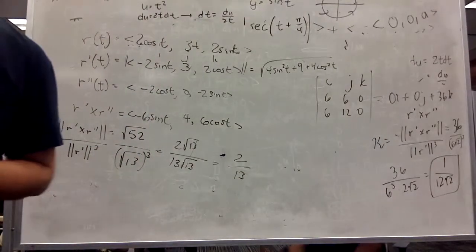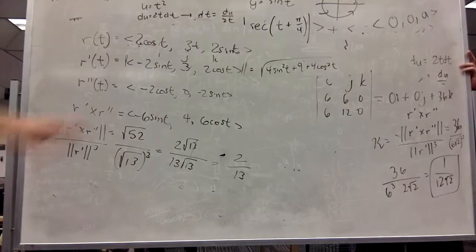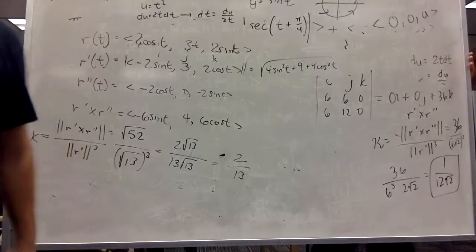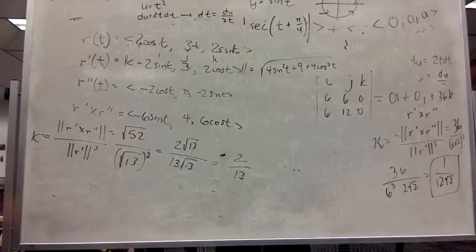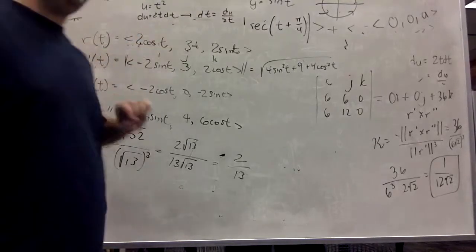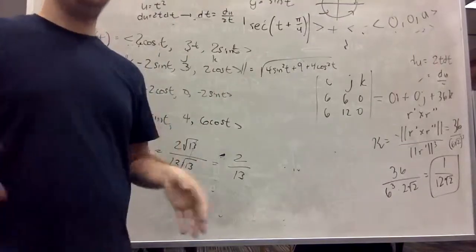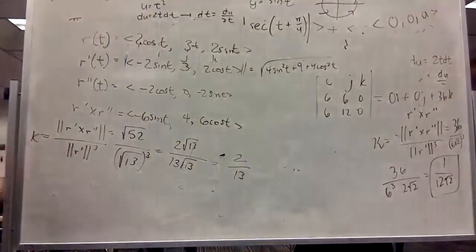That will always happen for a helix. A helix always has constant curvature. So it doesn't matter what value of t you're at, the helix will always have the same curvature at every point. That's why they'll give one to you like this, because the sine squares and the cosine squares combine in such a harmonious way that they don't give you ugly numbers.